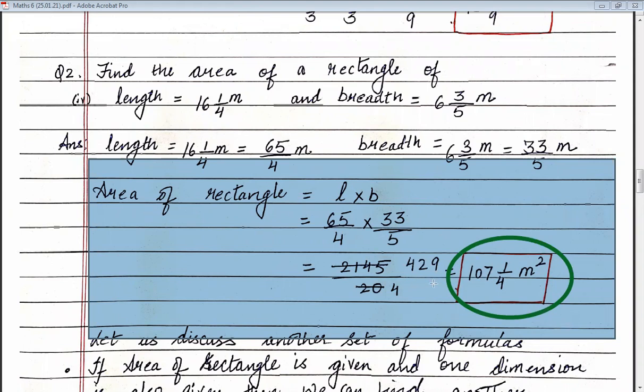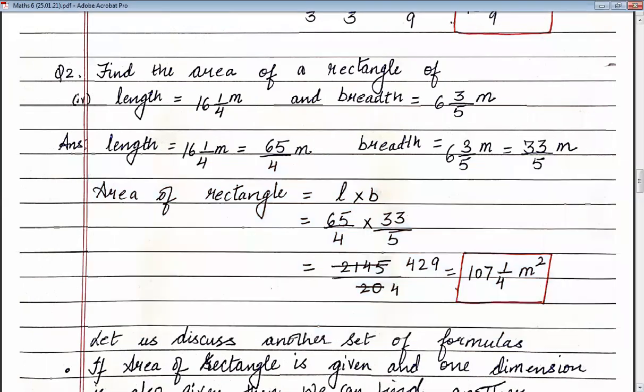Can you tell me why the unit is meter square? Why is this meter square? Because your length is in meter, and even breadth is also in meter. That's why your area of rectangle unit is meter square. Okay, children, I hope you are clear with question number 2.